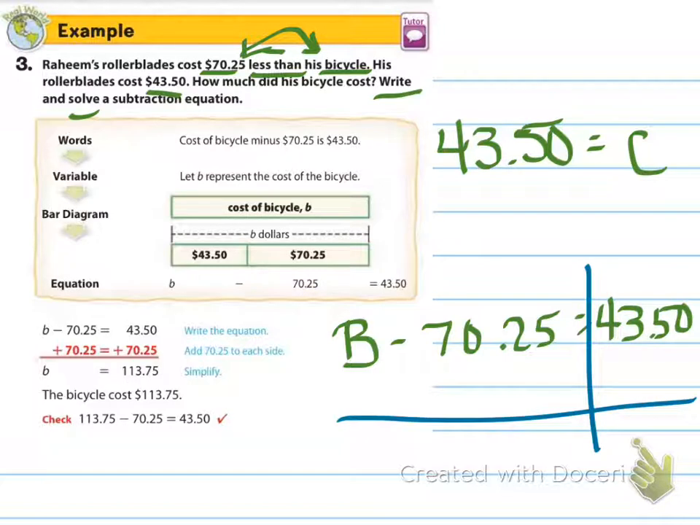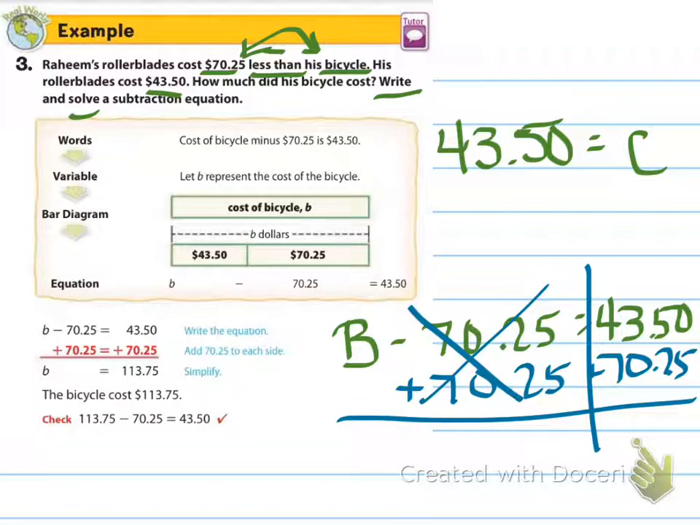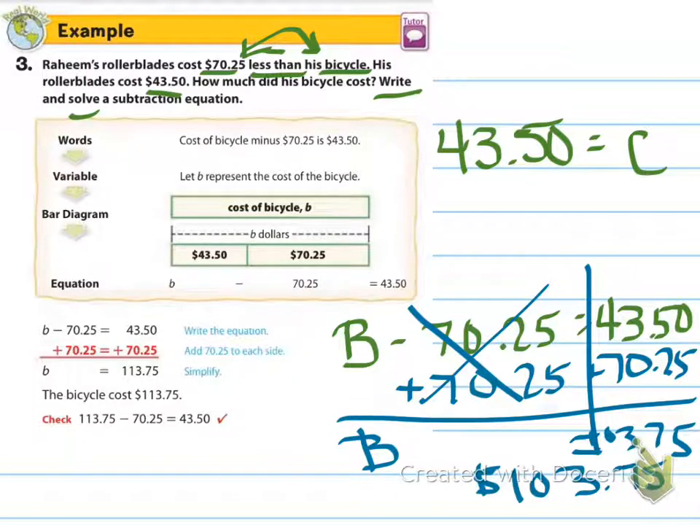Then we need to fix our t-chart up and add $70.25 to both sides of the equation. So we get rid of the minus $70.25 and we move it to the other side by addition. So we're left with just B equals, and then 75. Oh, $103.75 is the cost of the bike.